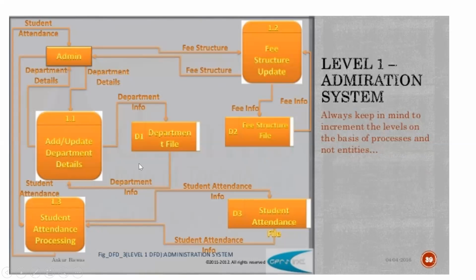Level 1, admin system: here the student database process of the system is divided into subparts as 1.1, 1.2, that is add and update department details and fee structure for students. Each has its department database, that is D1 and D2, and student attendance as D3, which is connected to the 1.3 process as student attendance processing. So this is how you can increment each level, one process at a time, and you can decide the number of levels that you can have in your system accordingly.